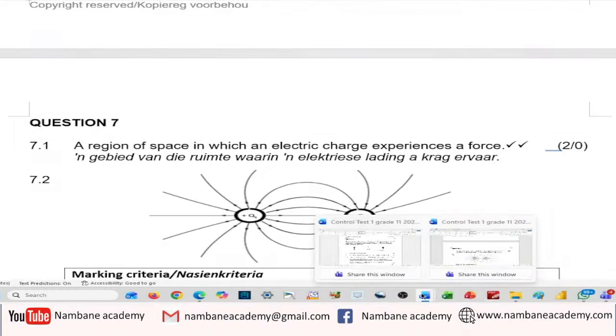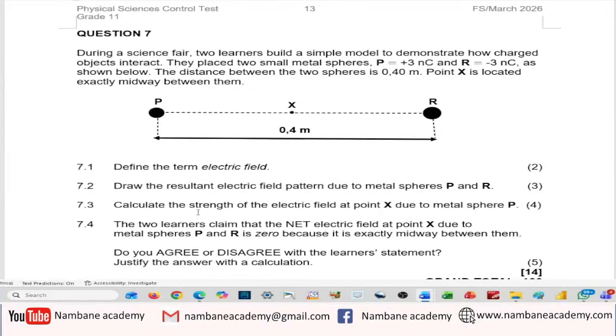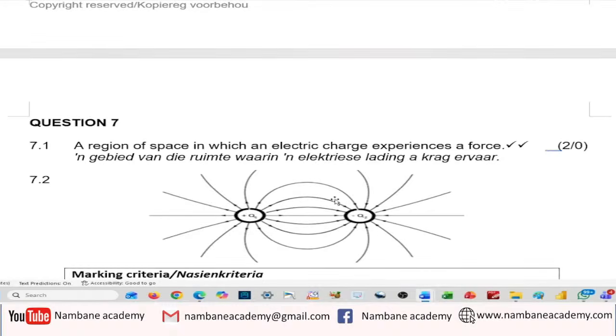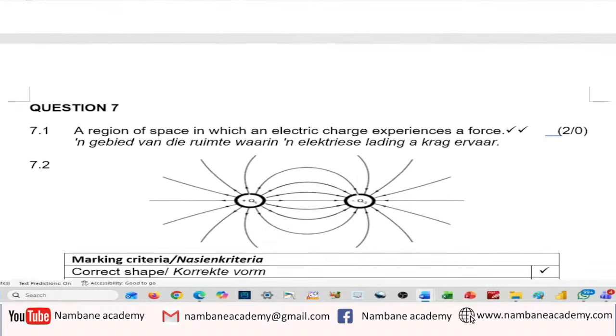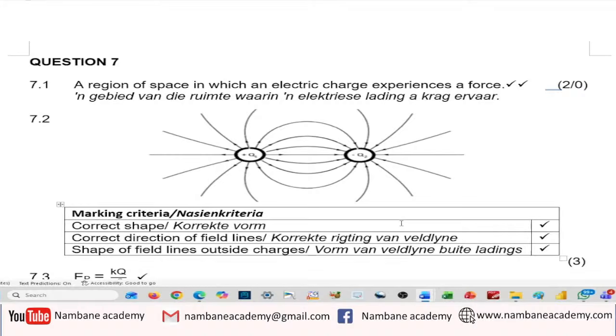Then the next question, draw the resultant electric field pattern due to metal spheres P and R. Then they are oppositely charged. We'll have a diagram like this showing two spheres with different or opposite charges. Obviously, they will have an attraction. So the marking criteria for the electric field pattern will be correct shape, correct direction of the field lines, and then the shape of the field lines outside the charges.